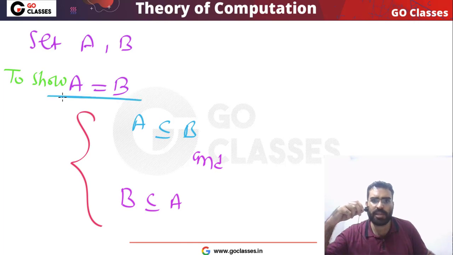If you want to prove that two sets A and B are equal, you have to prove that A is a subset of B, that every element of A is also in B, and also that every element of B is also in A. This is what you have to prove.